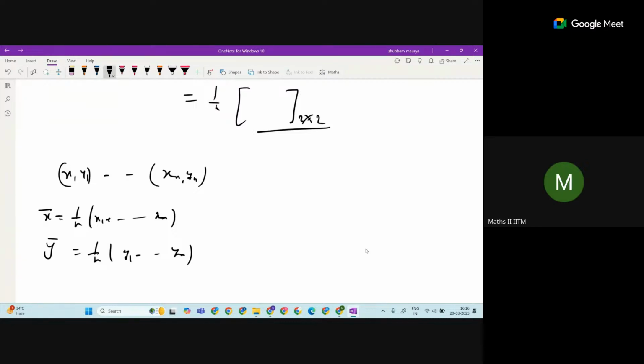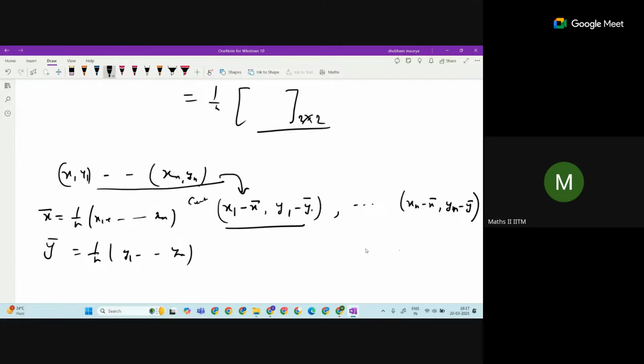Now subtract the means to get the centralized data. So x1 minus x mean, y1 minus y mean. This is now centralized data. Similarly, xn minus x mean, yn minus y mean. This is called centralized data.